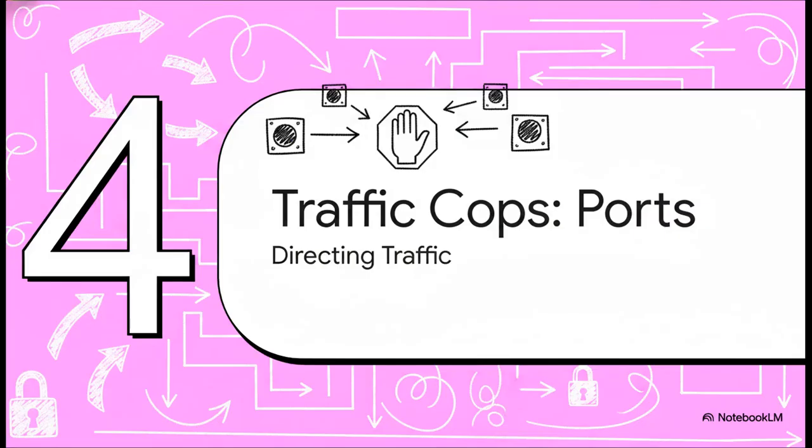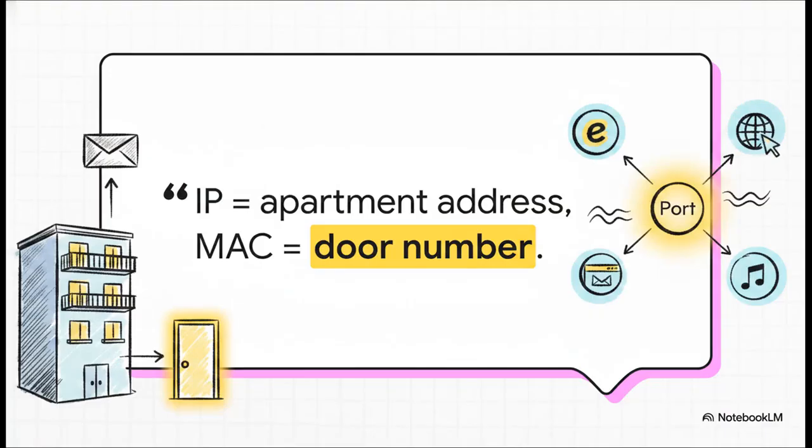Section 4. Traffic cops, or port numbers. Let's see how your computer prevents all this incoming data from just turning into absolute chaos. To intuitively wrap your head around this, think of network addressing like the Postal Service. The IP address from Layer 3 gets your data to the correct apartment building. The MAC address from Layer 2 gets the data to the specific door number of the exact computer.